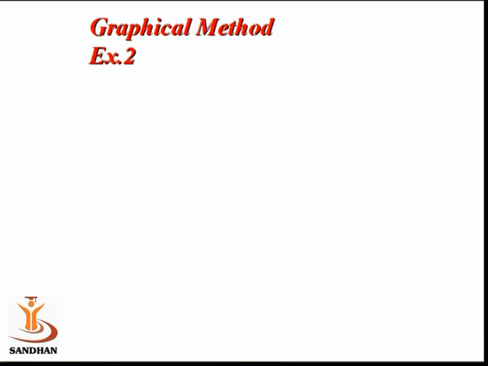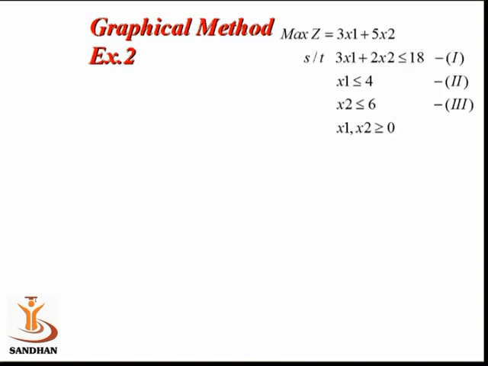Now let us take another example and try to solve it by the second method. The second method is the isoprofit line method. So friends, let us take a simple example again, which has an objective function of maximization type. It is 3x1 plus 5x2, and the constraint equations are again 3: 3x1 plus 2x2 less than or equal to 18, x1 less than or equal to 4, x2 less than or equal to 6, x1 and x2 greater than or equal to 0, that is the non-negativity condition.